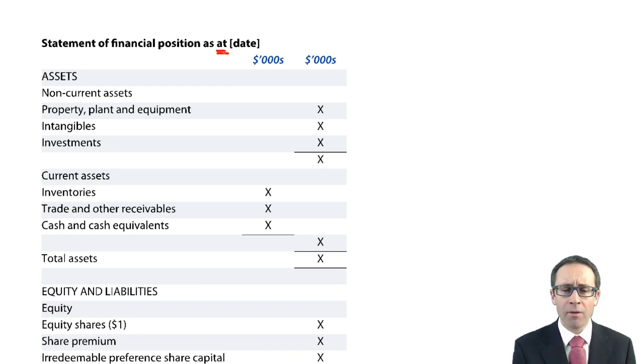Okay, I don't think there's anything too much that I need to go through and add. Obviously, we have the assets at the top, the equity and liabilities at the bottom. And when we look at the assets and the liabilities, we split it non-current and current, don't we?